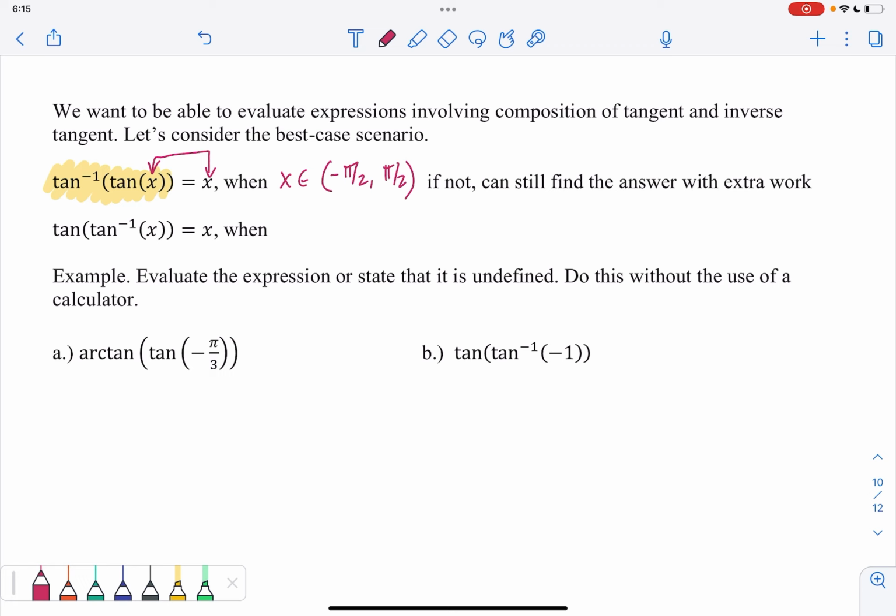If that is not the case, if x does not start out in that interval, the inputs and outputs won't be equal, but I can find them with some extra work.